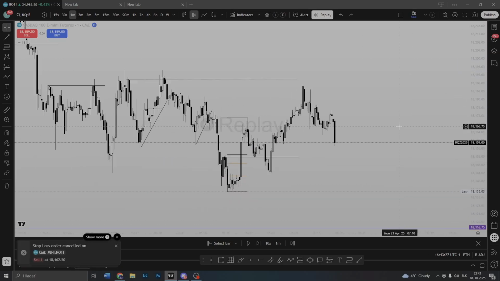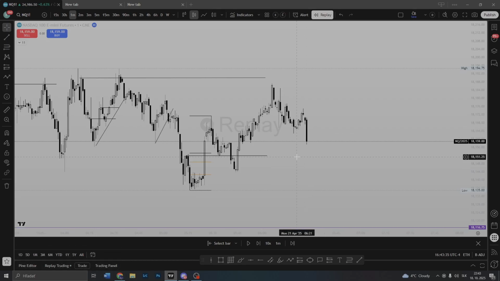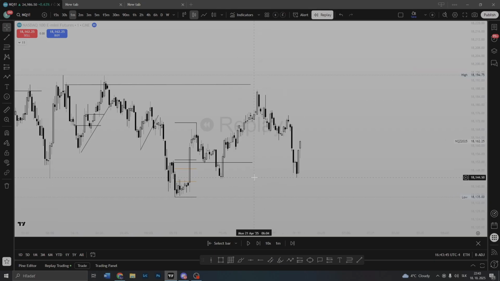Okay, and we are out. With this candle, it's kind of telling you like we should go lower for some internals at least. Yeah, we created more or less the equal lows right there.